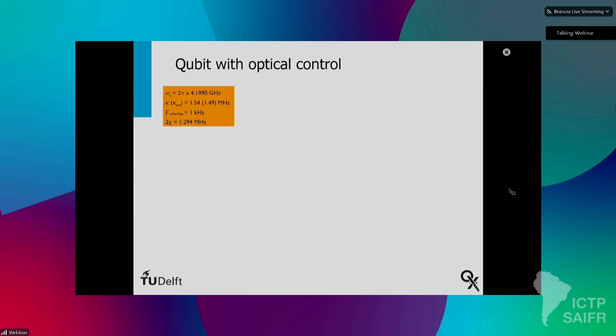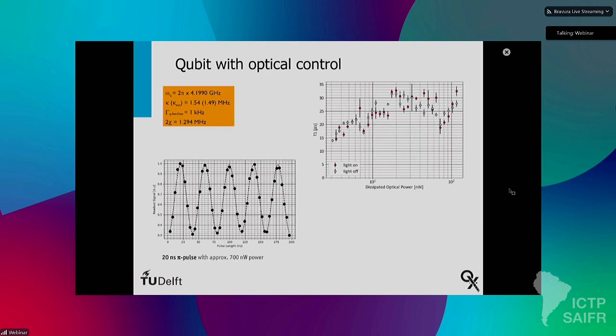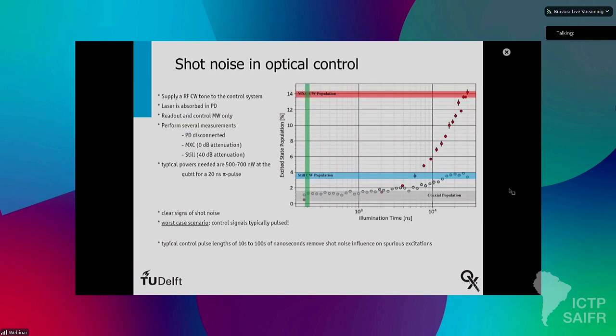This is too quick, sorry. Here, this is the same plot. Now what I'm plotting on the x-axis is the pulse length of the light. On the very right it's effectively CW, but if you reduce the time that you pulse, you can get into a regime where you really do not see any effect of shot noise.